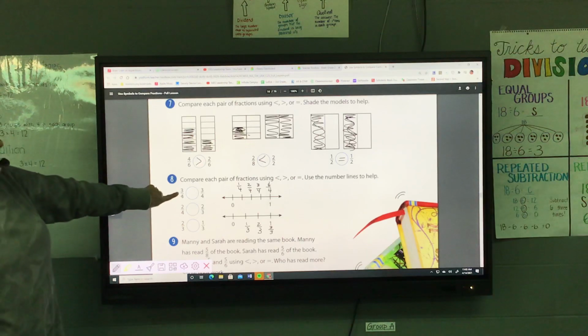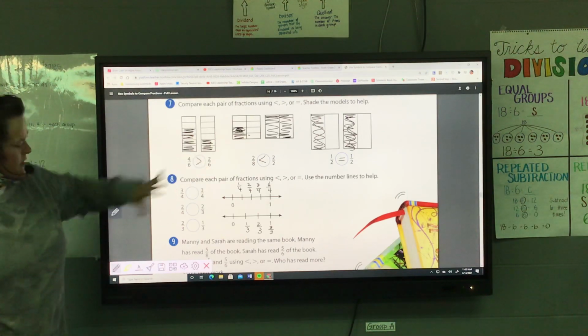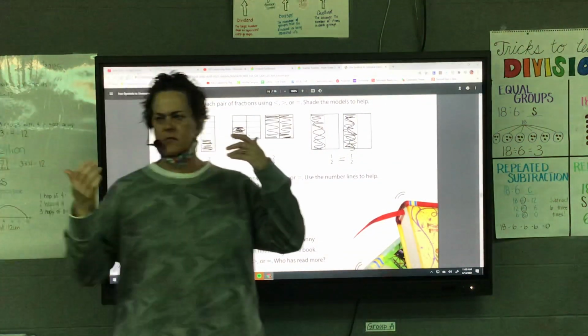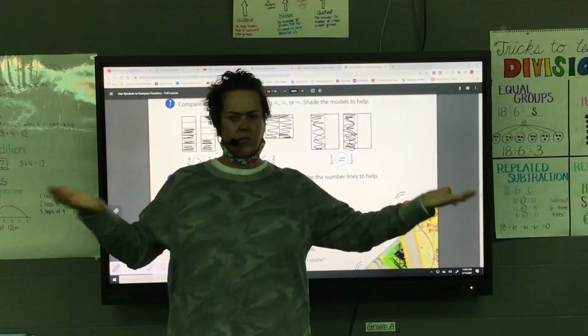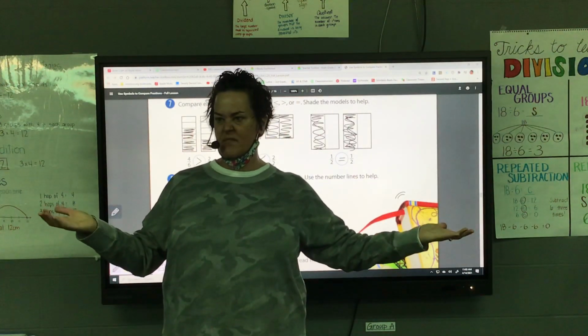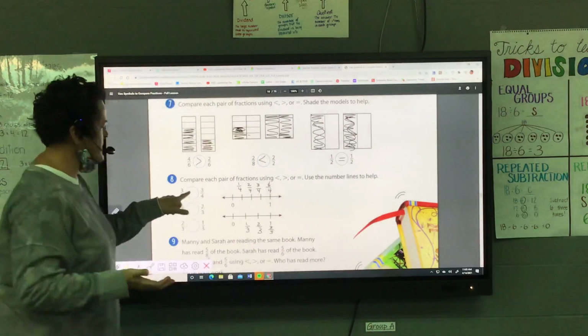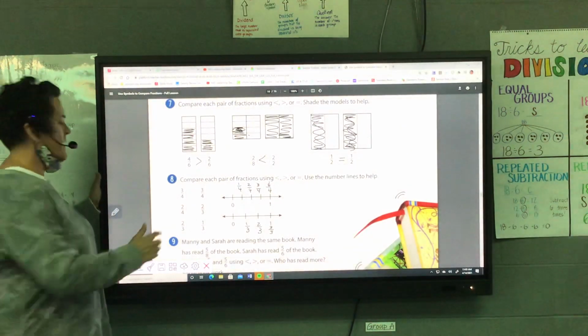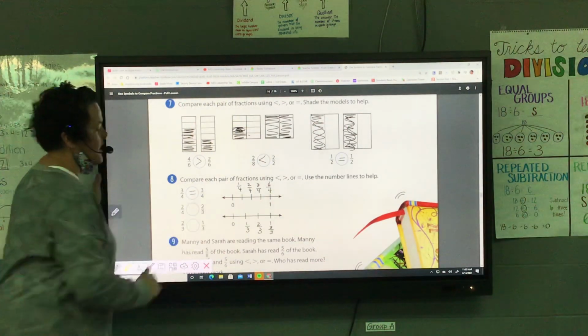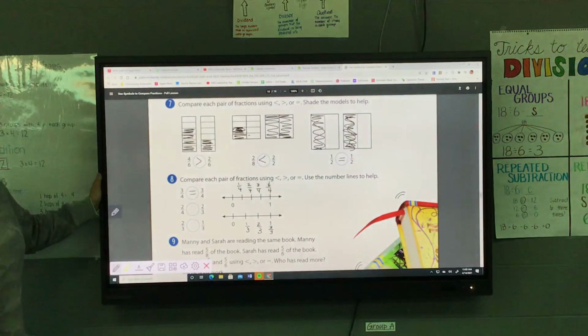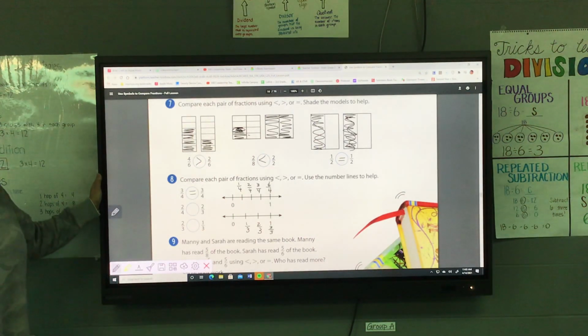Look at this first comparison here. 3/4 and 3/4. Are they the same? So what do we put for our symbol? The equal sign, because they are equal. 3/4 is equal to 3/4.